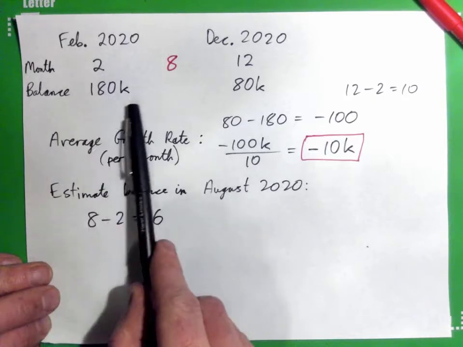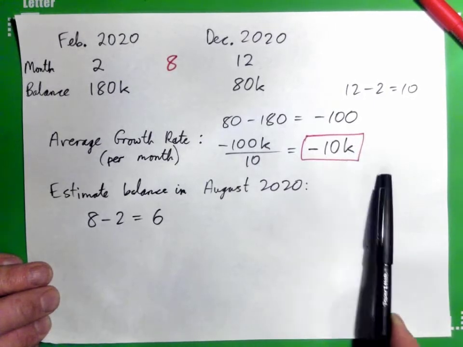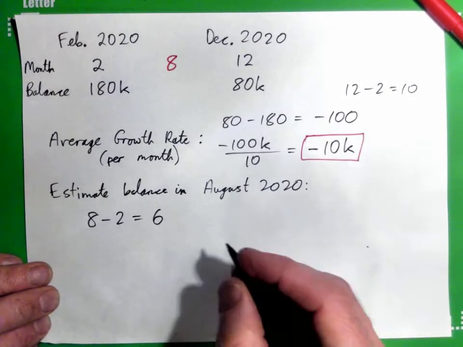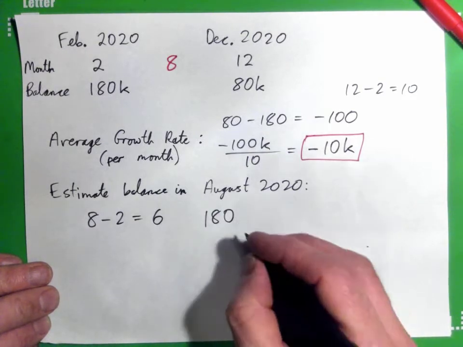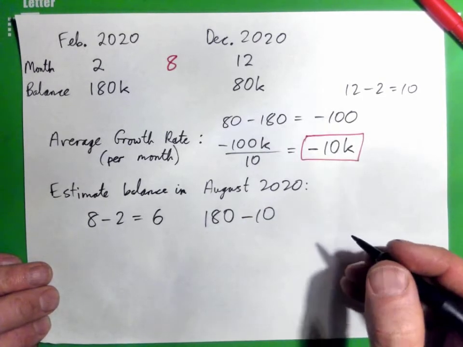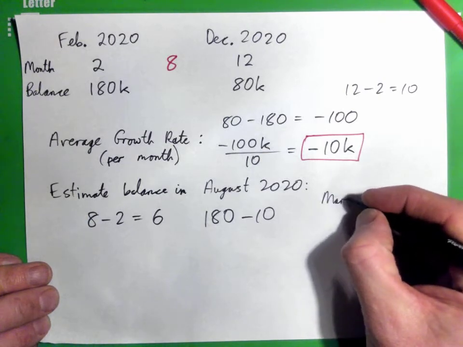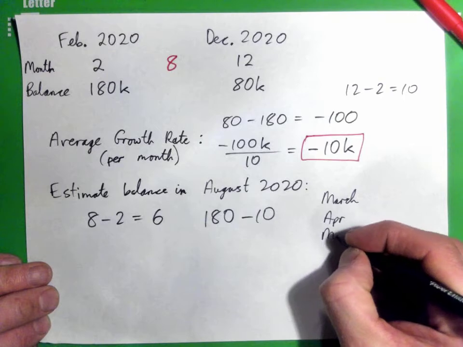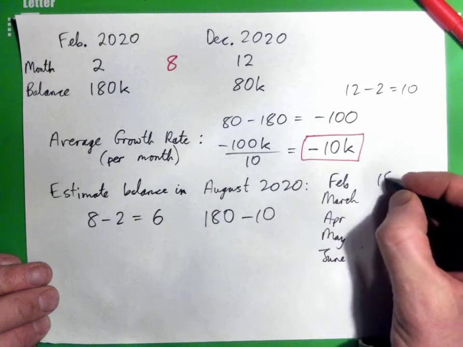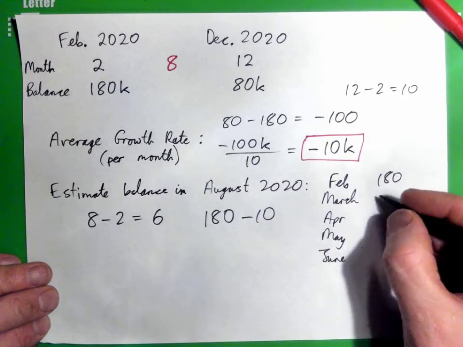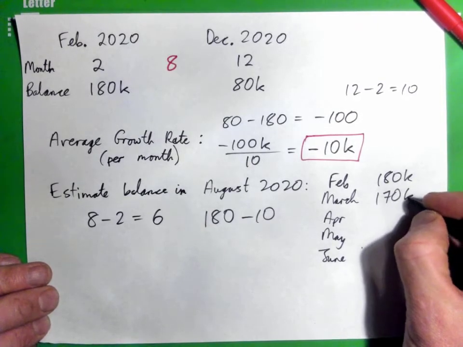So in February we had 180,000. 6 months later we're going to have how much? And we're losing this amount every month. So in February we began with 180,000, and we're losing 10,000 every month, so that means by March we have 170. I could write it all out if you want, but March, April, May, June. In February we have 180,000, March, we lost 10,000, so we have 170. That make sense?